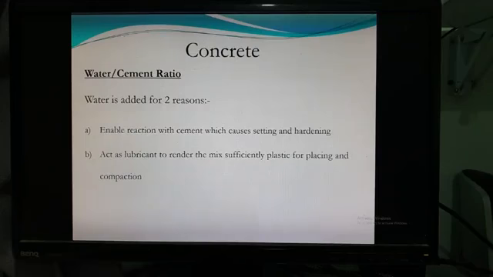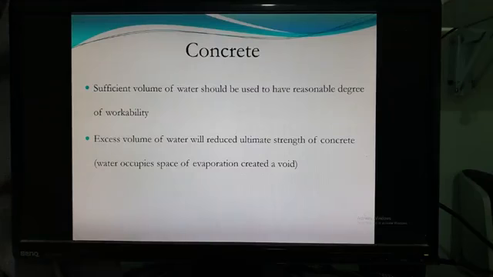Okay, so we need these ingredients to be in a plastic form so that it can properly flow, especially when you are using concrete pumps or you are working that concrete mix to go through the nooks and crannies of the formwork and the rebar. Okay, so by adding water, it makes the concrete a little bit more workable. So we need a reasonable degree of workability.